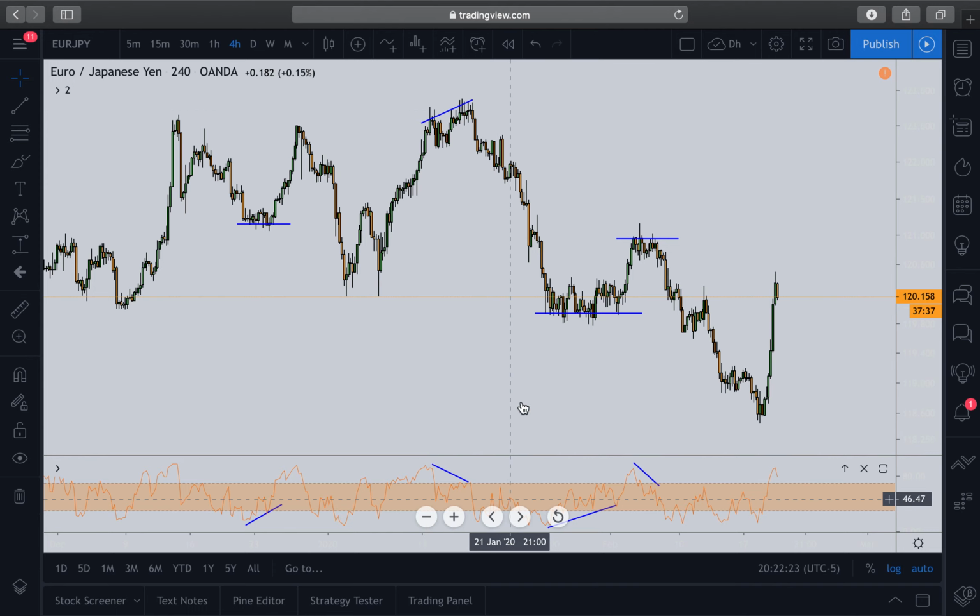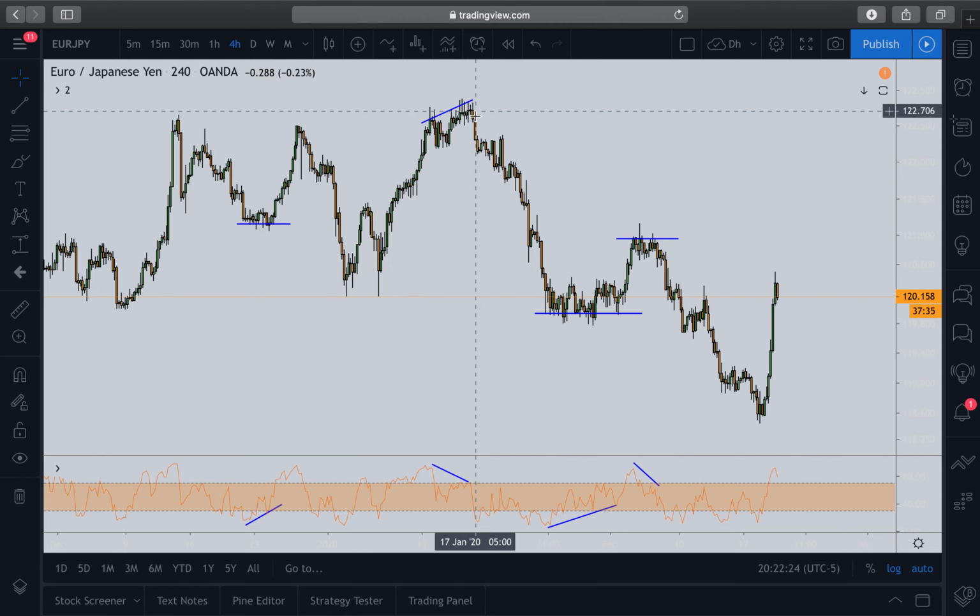So the momentum shift is already happening. And if you mix all the other elements like I've been teaching together, that could have been a very, very profitable trade for anybody that was in it.